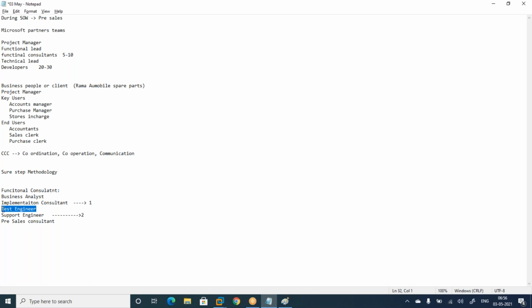Test engineer, if you want to become a test engineer, sometimes the company will ask you to do the testing of some other third-party application also. Your role will be changed slowly. Okay, business analyst, if you have good communication skills and good writing capabilities, then you can become this one. Of course, implementation consultant, we need to play this role also sometimes.